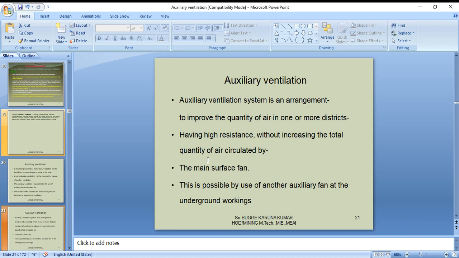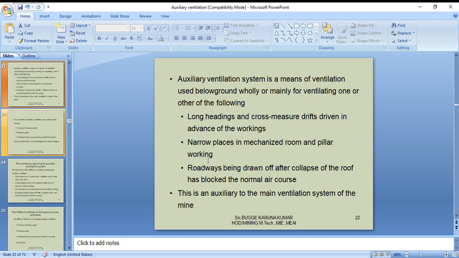An auxiliary ventilation system is an arrangement to improve the quantity of air in one or more districts having high resistance, without increasing the total quantity of air circulation. That is very important. Where the high resistance is, we increase the air quantity without drawing more from the main surface fan. This is possible by using another auxiliary fan at the underground workings.